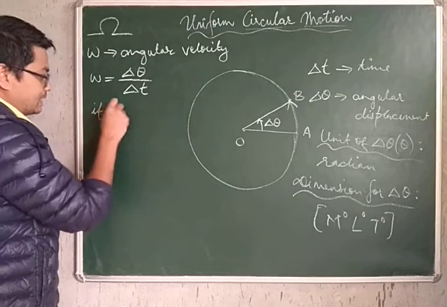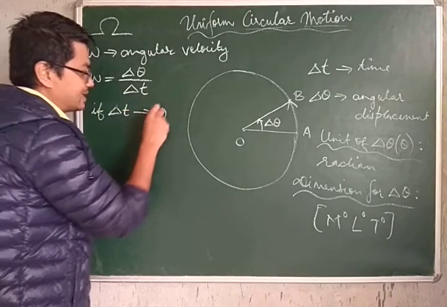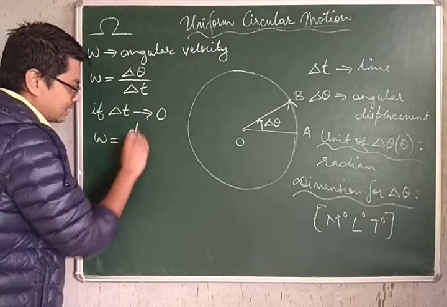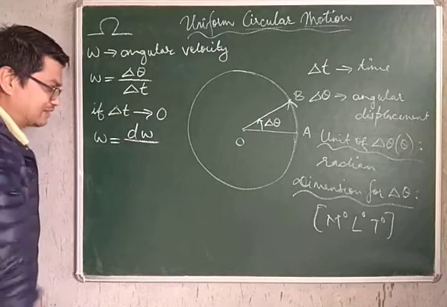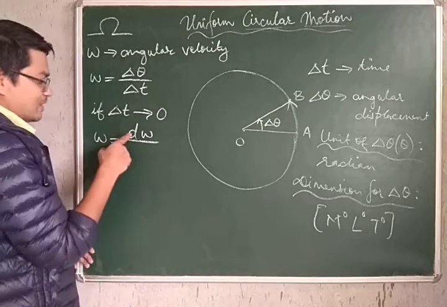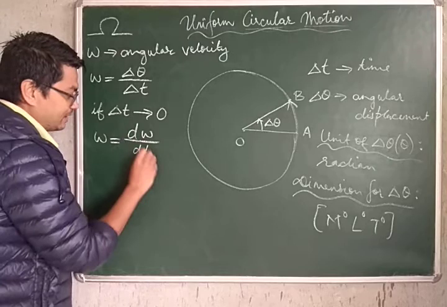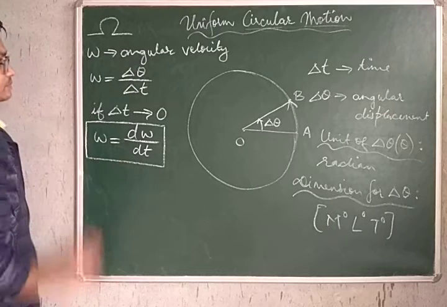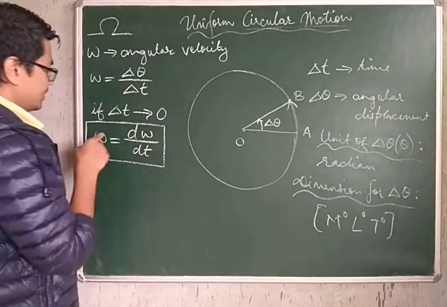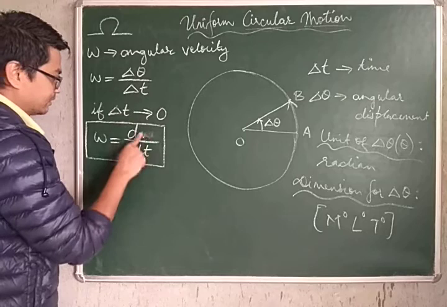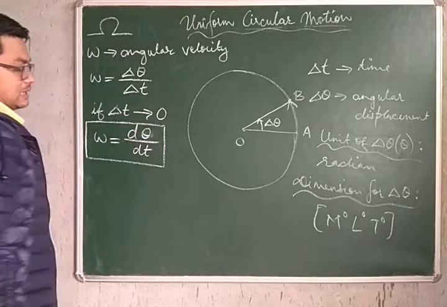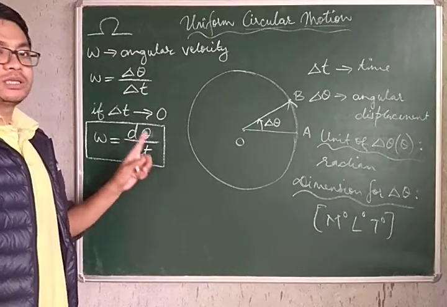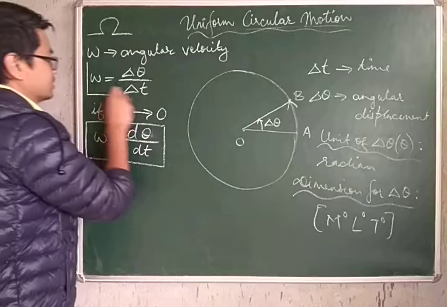If delta t is very small, such that delta t tends towards 0, then omega can also be written as d theta by dt. Sorry, I was saying dw, it's not dw. So omega is also defined this way, remember. Your angular displacement, if t is very small, then omega is d theta divided by dt. This is your definition for angular velocity, either this or this.